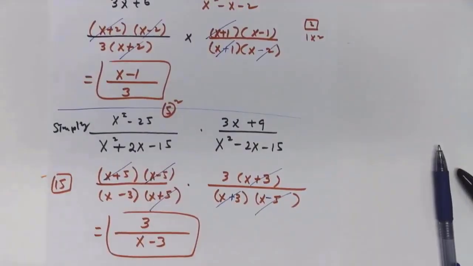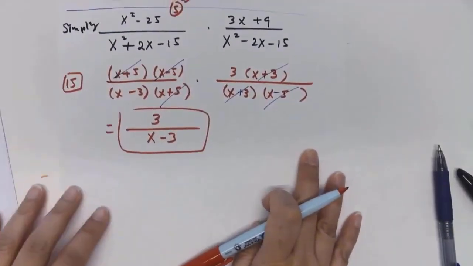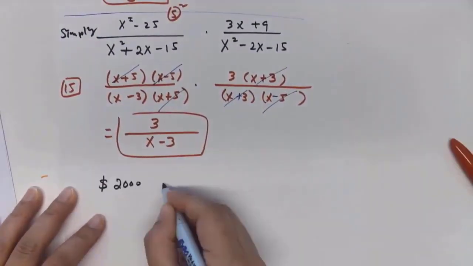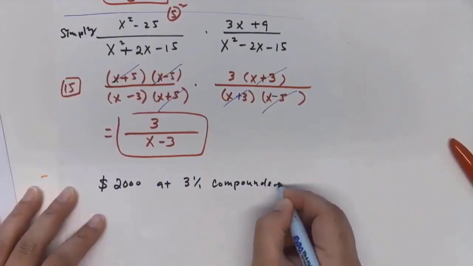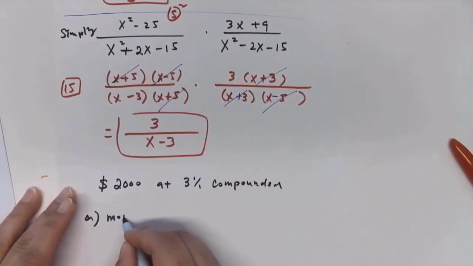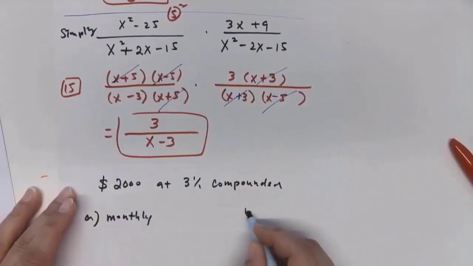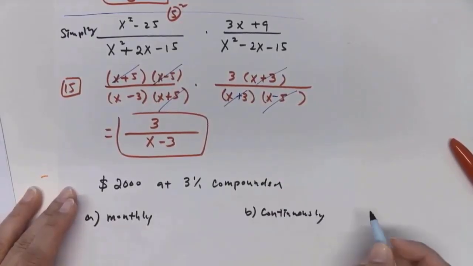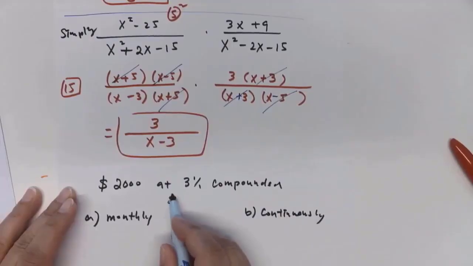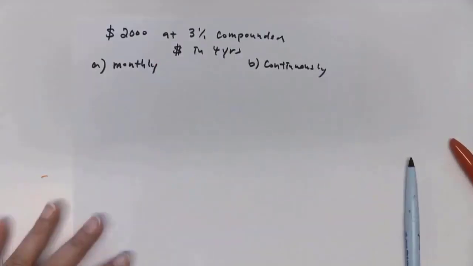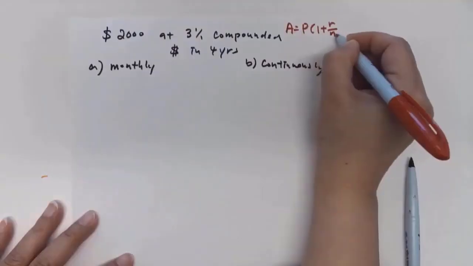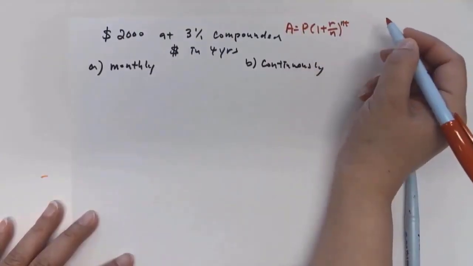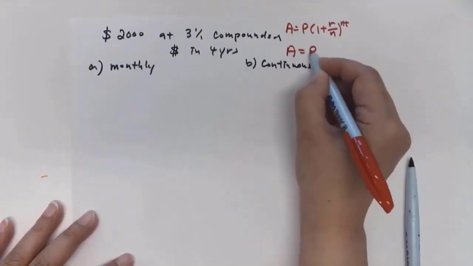Very last questions, and I'm going to ask you to do the cost evaluations. This is the interest rate questions. If you have $2,000 at 3% compounded, one is monthly, one is continuously. This is want to find the money in 4 years. We have two formula. One is A equal to P(1 plus r over n)^nt. The business math say nt, sorry. And then A equal to Pe^rt.